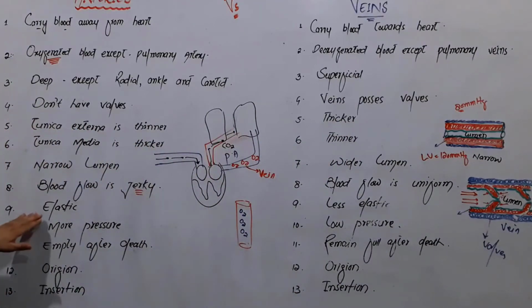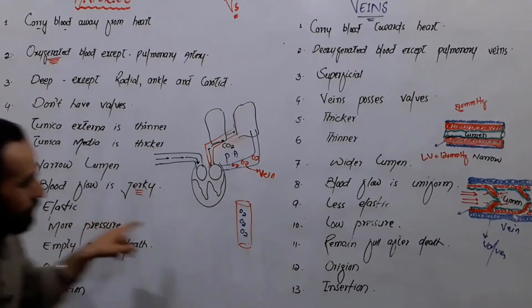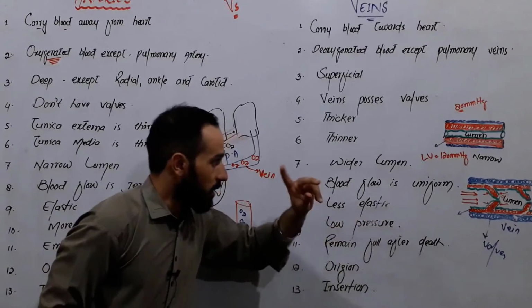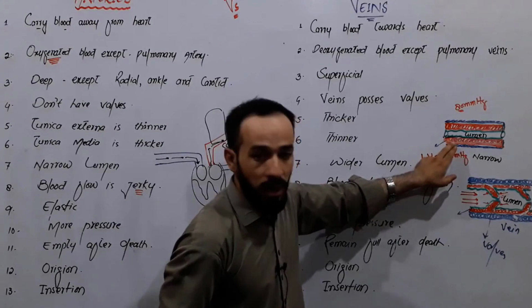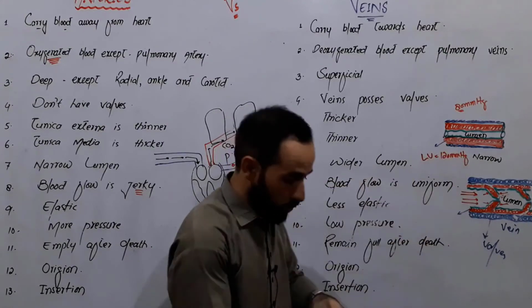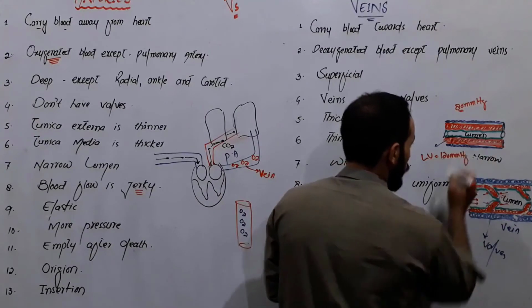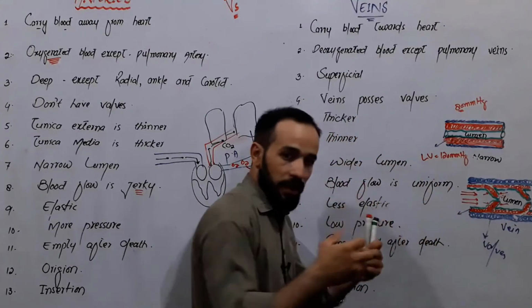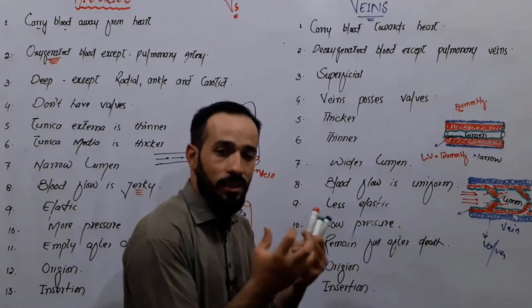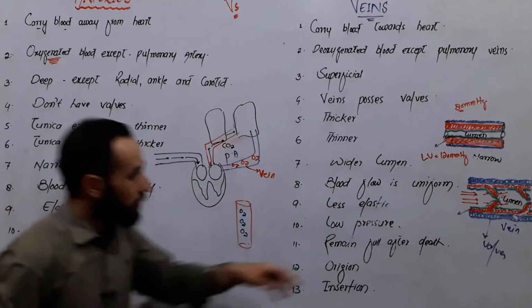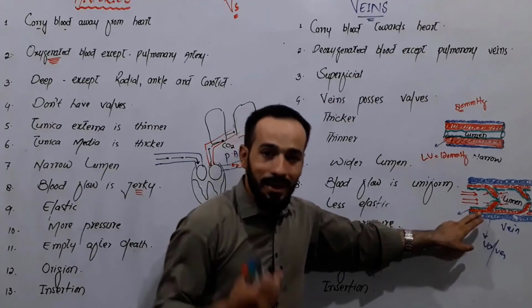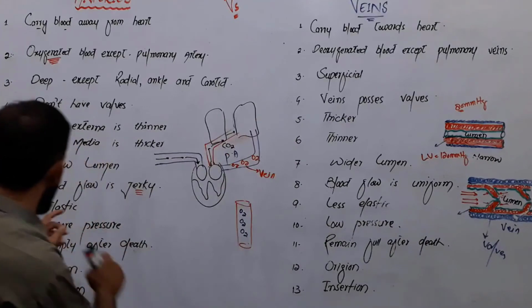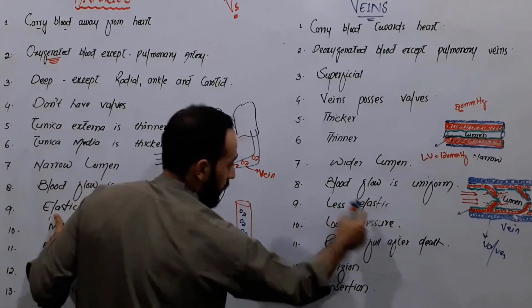Okay, the next difference between arteries and veins is that arteries are elastic and veins are less elastic. How? As our arteries have a thicker tunica media, there are more smooth muscles here, and the smooth muscles give the elastic nature to the arteries. Here we have fewer smooth muscles, so they will be less elastic. So arteries are more elastic and veins are less elastic.